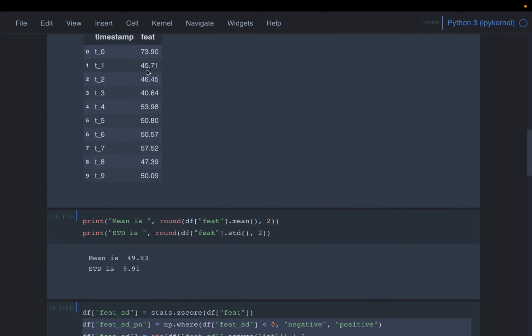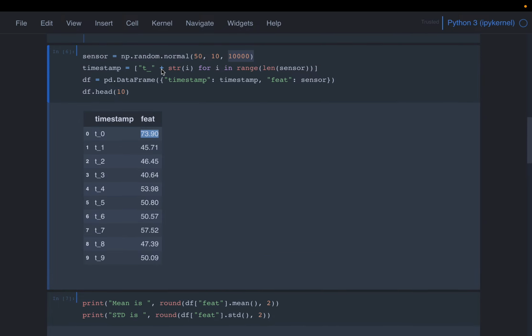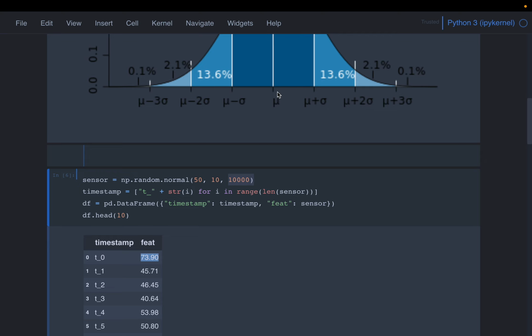So basically we have transformed this continuous variable into some discrete variable using how many standard deviations away each value is from its mean value. That's what we call a Gaussian binning.